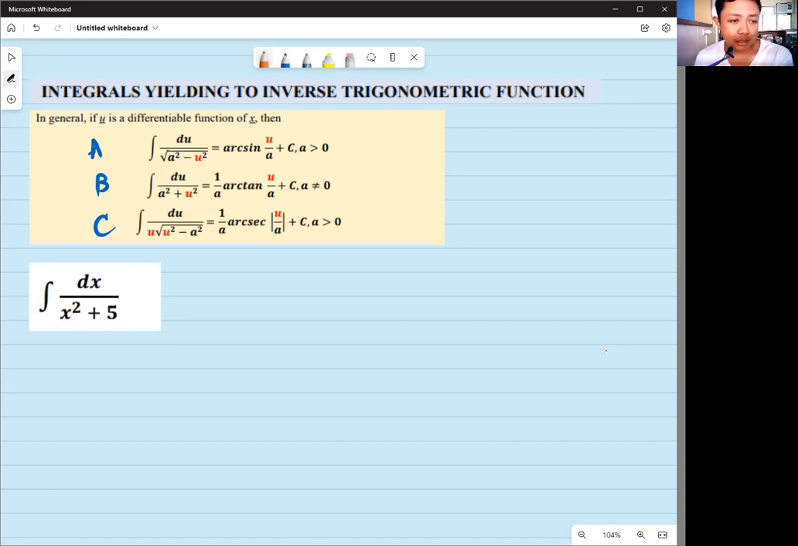If you will look at this, sir, hindi po same yung pattern nila. Because in letter B, nauuna po si A squared kay U. Si number kay U. Pero dito po, nauuna si X squared kay 5. Pareho lang po ba yon? Do you think they are just the same? Show me a reaction if they are just the same. Are they just the same? Yes, very good.